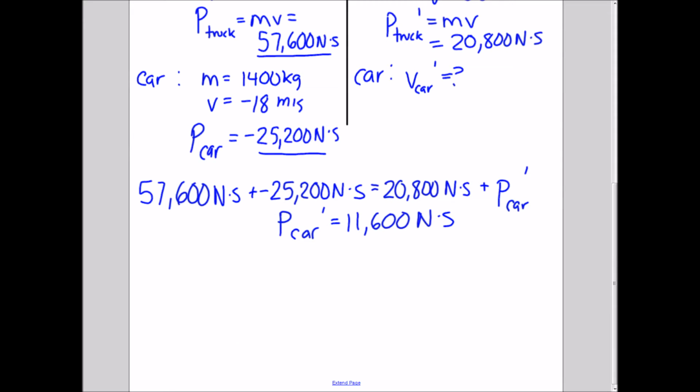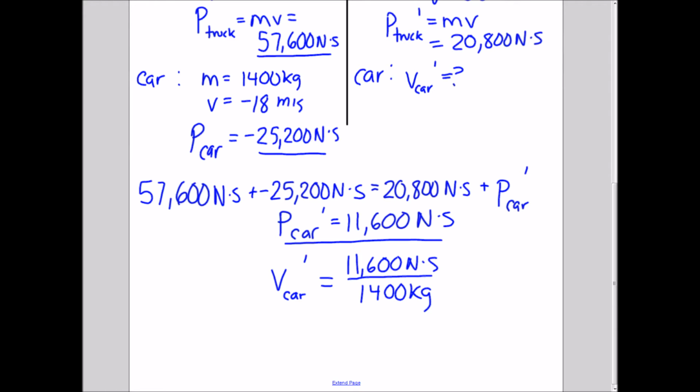Well, I hope you know what to do from here. I'm going to take the momentum of the car and I'm going to divide by the mass of the car so that I can find the velocity of the car, because remember, mass times velocity is momentum. So the velocity of the car afterwards will be 11,600 Newton seconds, and I will divide by the mass of the car, which was still 1,400 kilograms. When I do that on my calculator, I get 8.285, which basically is 8.3 meters per second.